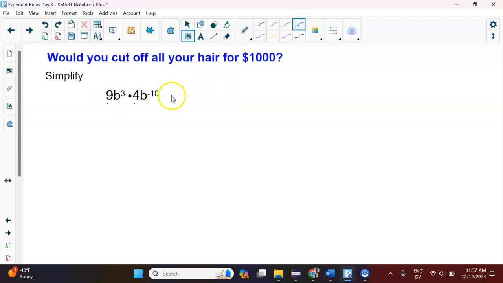But if you're going to do the rules a little more, this one would be multiply the 9 and the 4. And then the rule here with these is you add the exponents. So that's just going to be b to the negative 7th. And then at this point, don't leave it with a negative exponent. Now flip it or move it down, however you want to think of it. So you end up with 36 over b to the 7th.